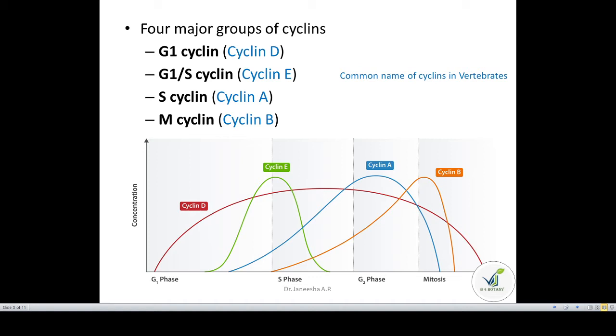So during the entire length of the cell cycle, all the cyclins are present in the cell, but during some stages their concentrations are higher than the others, and at that stage they act as the regulatory components. So there are four types of cyclins: G1 cyclin or cyclin D, G1/S cyclin or cyclin E, S cyclin or cyclin A, and M cyclin otherwise called cyclin B.